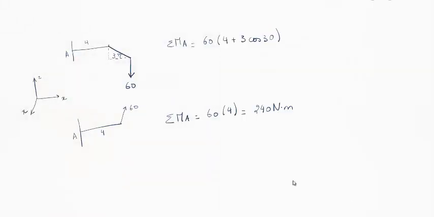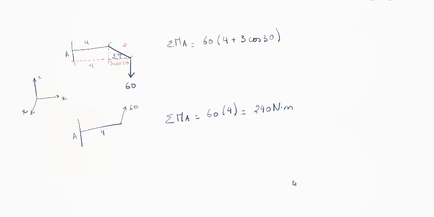And same here, let's say we have this sort of link. This distance is 4, and here this is 3. Now if we want to get the sum of the moment about A, it's going to be 60 times the perpendicular distance. And the perpendicular distance is this over here. So we have 4 and the 3 cosine 30. So we just multiply 4 by 3 cosine 30.